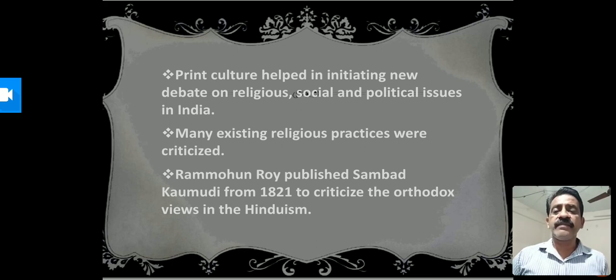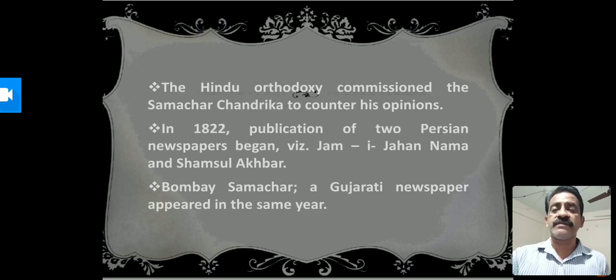Raja Ram Mohan Roy published the Sambad Kaumudi from 1821 to criticize the orthodox views in Hinduism. The Hindu orthodoxy commissioned the Samachar Chandrika to counter the opinion of Raja Ram Mohan Roy. In 1822, publication of two Persian newspapers began, namely Jami Jahanama and Samshul Akbar. Bombay Samachar, a Gujarati newspaper, appeared in the same year.